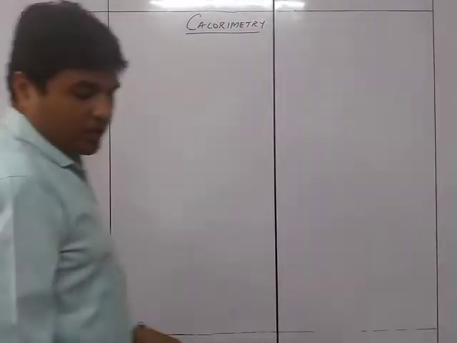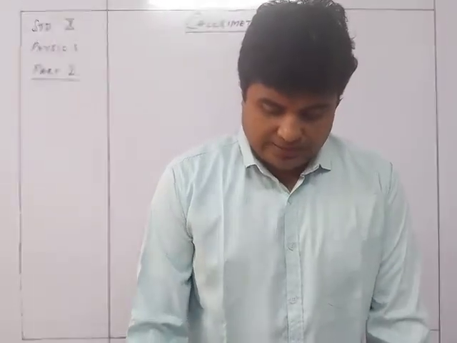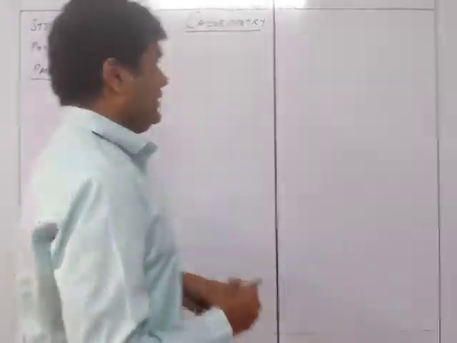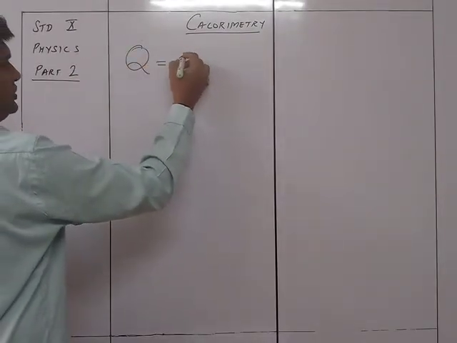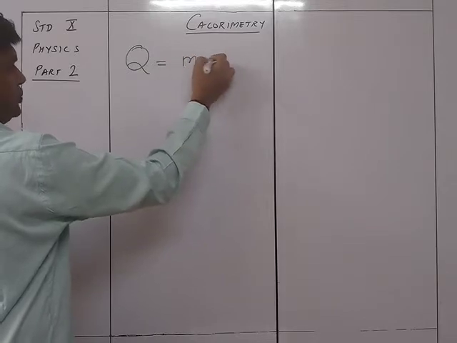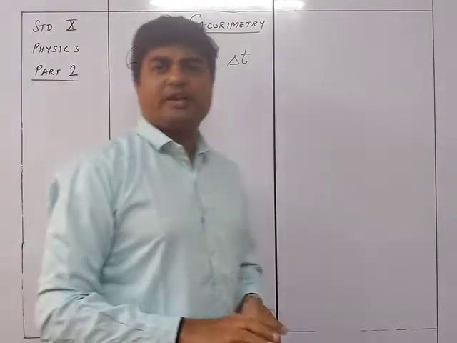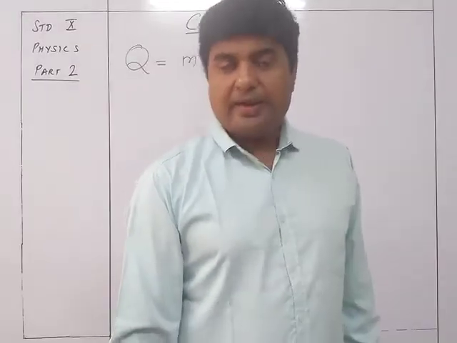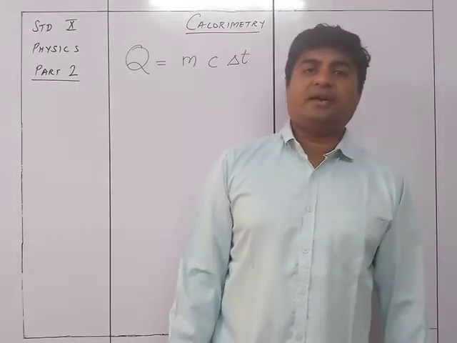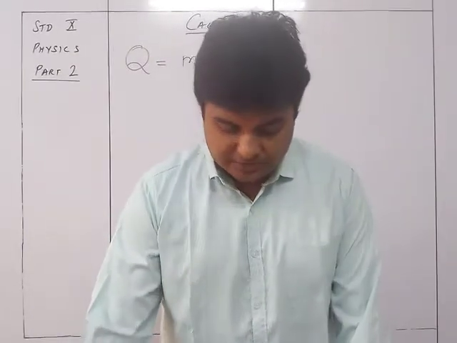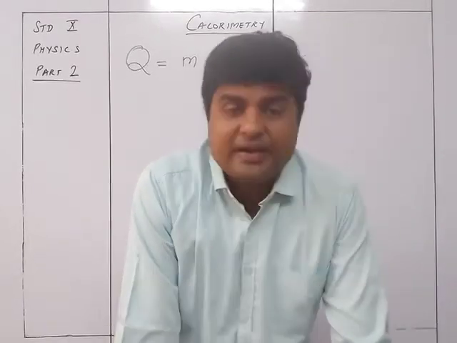So we continue with calorimetry, and we just understood the difference between heat and temperature, and we came to know about the relationship mc delta T, where Q is the heat energy required, m is the mass of the substance, c is the specific heat capacity of the substance, and delta T is the change in temperature of the substance. Now let's talk about the next one, and that is thermal capacity or heat capacity.